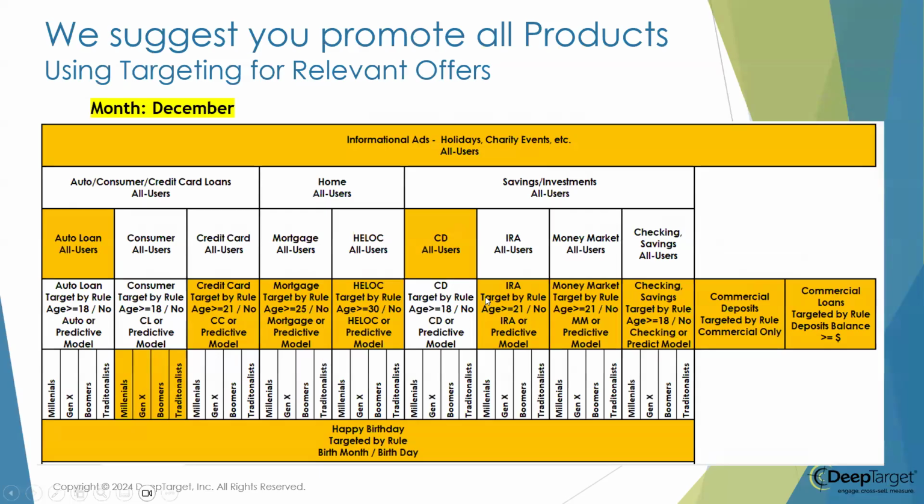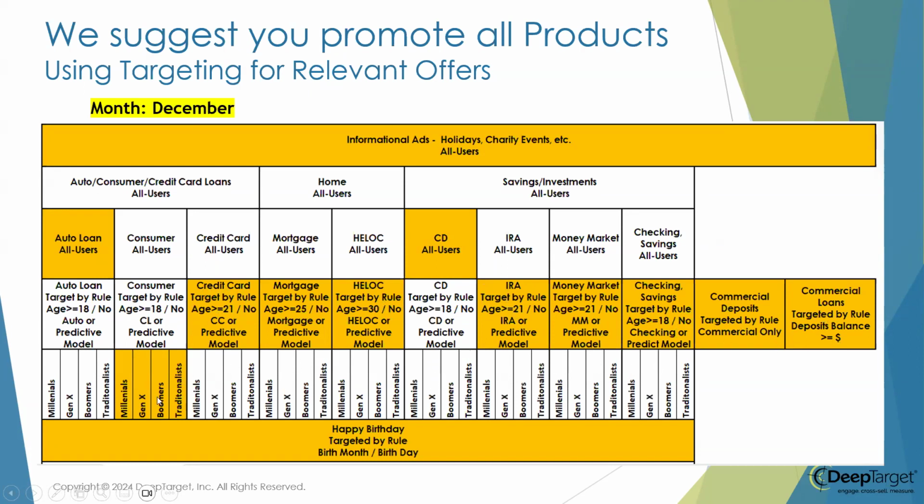And that might look like something like this, such that for this month, I'm not saying, but just as an example, in December, you're going to launch an auto loan to all users. You're going to launch very specific consumer-based campaigns based on generation. And these are just some of the criteria that you can utilize to target. Credit card, you're going to do a predictive model campaign at a higher level that's not generationally based. Same with mortgage and HELOC. You're going to do a CD all user. You're going to do a targeted IRA, money market, checking, and you're going to run some commercial campaigns as well.